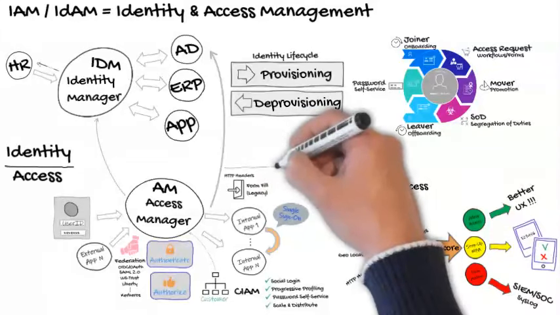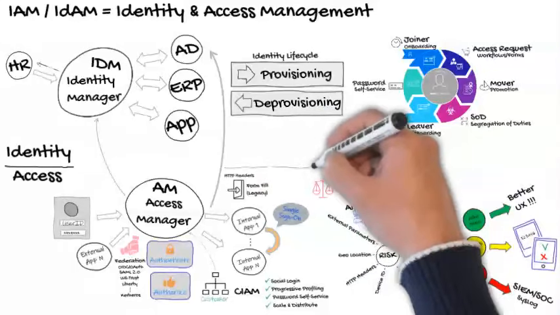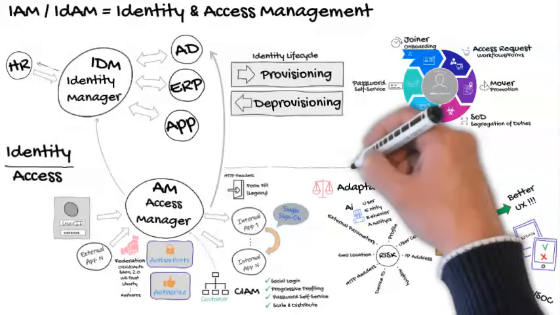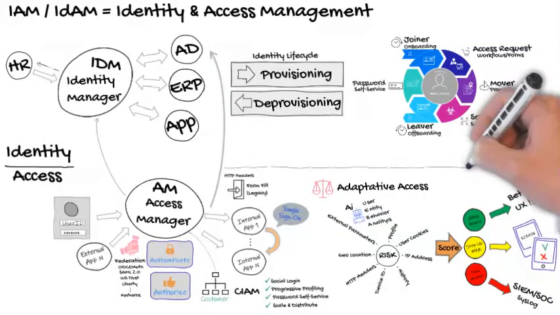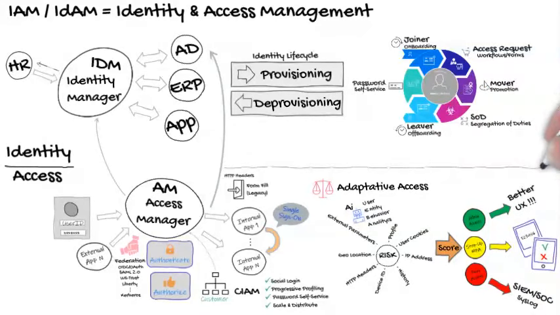This is a high-level overview of identity and access management. I hope now you can differentiate what the priority is for your company: to automate the provisioning process or to improve the security of the authentication and authorization process.